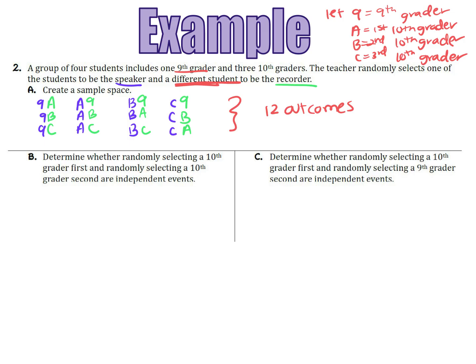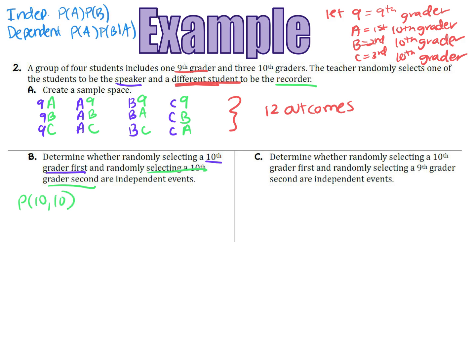So part B says, determine whether randomly selecting a 10th grader first, and then randomly selecting a 10th grader second are independent events. So we're looking at the probability of selecting 10 and 10. And I actually want to just rewrite this over here from the previous part of these notes. If two things are independent, then we can multiply their probabilities together. That should be the same as if we look at B given A, which is what happened in our last example. So let's look at the probability of having a 10th grader and a 10th grader.